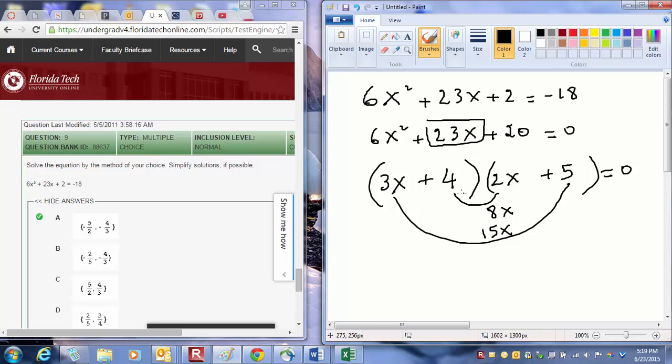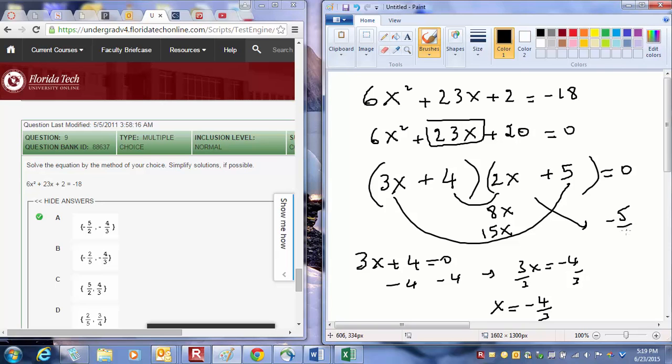And therefore if you equate the first factor to 0, 3x plus 4 equals 0, subtract 4 from both sides, you get 3x equals negative 4, and then divide by 3. That would be the first solution, negative 4 over 3. And the second solution would be negative 5 over 2. And that would be the final answer for number 9.